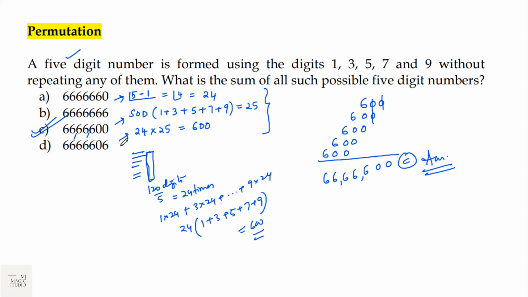Find factorial n minus 1, find SOD, multiply, write it in the order according to the number of digits given. You will have the answer in no time. Let's move on.